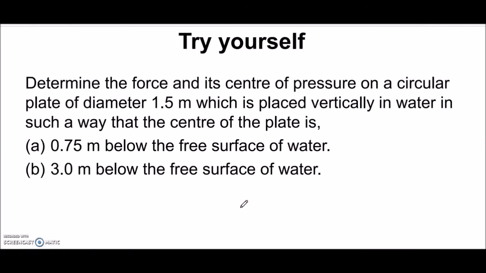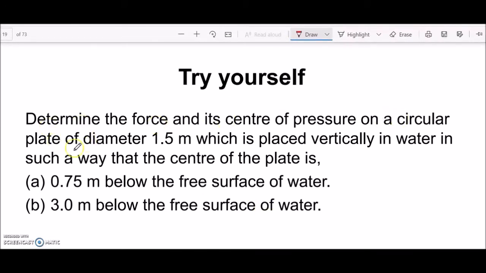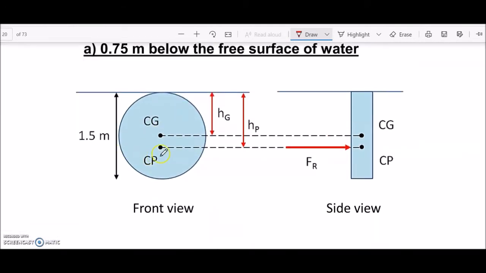So you can try this example: find the force and center of pressure of a circular plate with 1.5 meter diameter. It is placed vertically in water, and the center of the plate is 0.75 meter and 3 meter below the free surface of water. Using this circle with diameter 1.5, the center of gravity is at the center, and the center of pressure is the CP. So we have the side view, CG and CP.